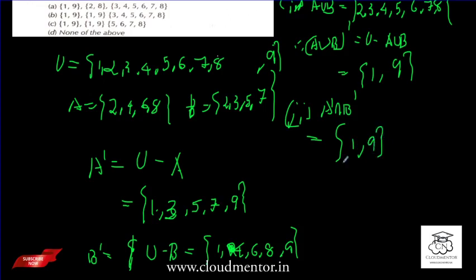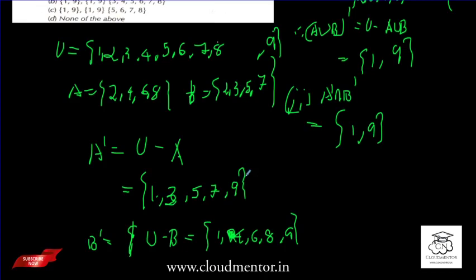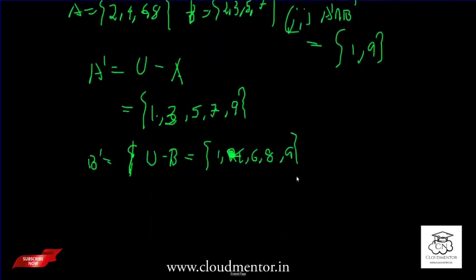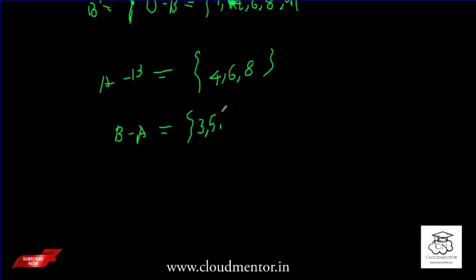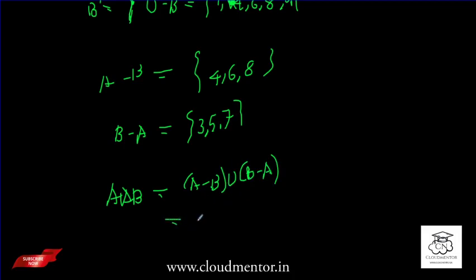1 and 9, same as the first result. And then we have to find the symmetric difference, right? For that we have to find A minus B, and A minus B is 4, 6, 8, and B minus A is equal to 3, 5, 7. So the symmetric difference of A and B will be equal to A minus B union B minus A, that is equal to 3, 4, 5, 6, 7, 8, and that's all.